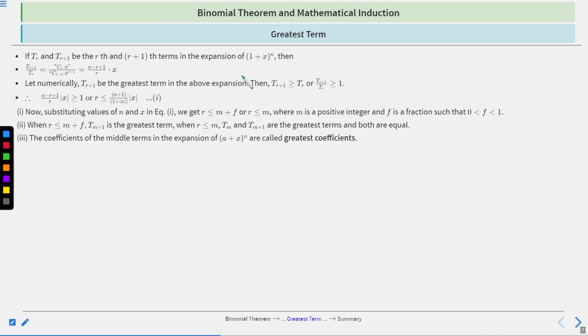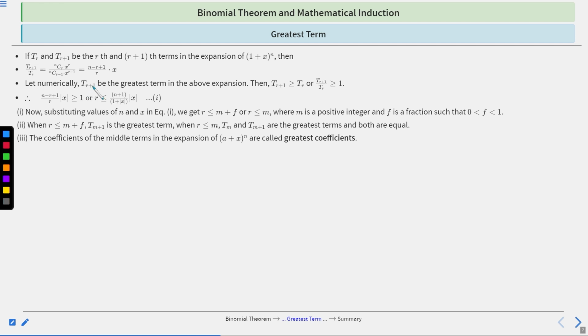Next is the greatest term. So if T(r) and T(r+1) are the rth term and (r + 1)th term in the expansion of (1 + x)^n, then T(r+1)/T(r) = nCr x^r / nC(r-1) x^(r-1), and it can be written as (n - r + 1)/r times x.